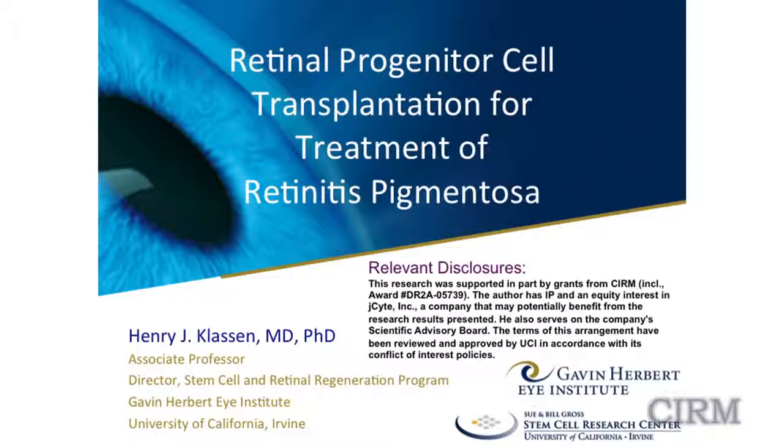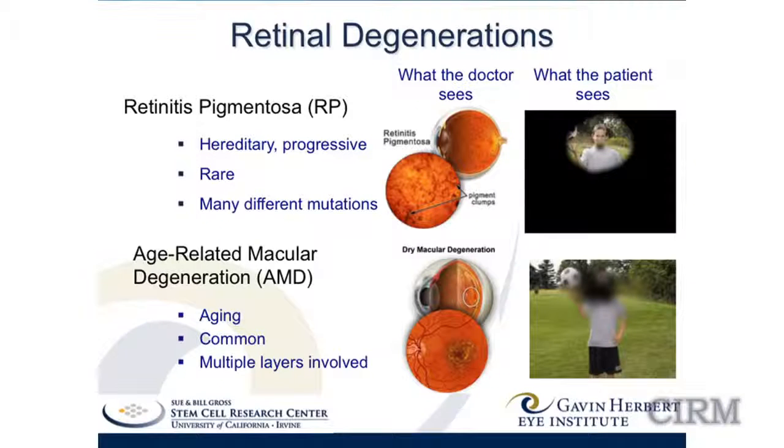So the first thing is to consider what it is we're trying to treat. And in that venue, we're looking at the retinal degenerations, which is actually a broad category of diseases. Here I illustrate two. One that we're concentrating on, retinitis pigmentosa, which is a rare hereditary disease. I contrast it to age-related macular degeneration, which is a quite common disease that, as the name implies, is related to aging.